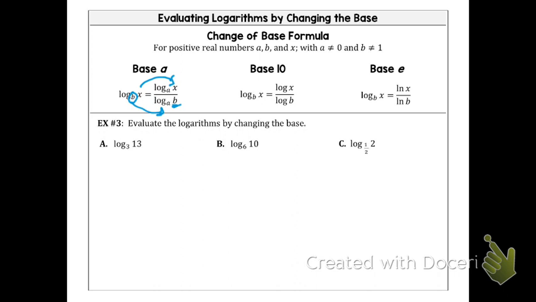So here we go. All right, so let's evaluate the logarithms by changing the base. And so on A, let's go to base 10. So I've got log base 3 of 13. And so I know that's going to be log base 10 of 13 over log base 10 of 3. And remember, if it's base 10, we don't have to write it.